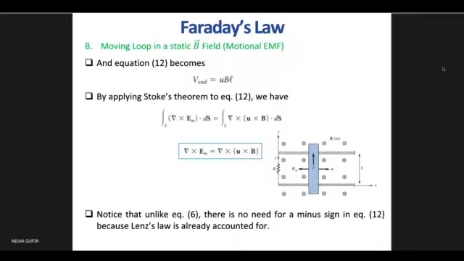So again, applying Stokes' theorem, where the line integral is converted into the surface integral, we get del cross EM dot ds as del cross U cross B dot ds. Now again, equating their integrands, what do we get? We get del cross EM is equal to del cross U cross B. Now here, you must be wondering where the minus sign has gone. So this minus sign is actually embedded in this expression because we have already included it, which is due to Lenz's law, and it is already accounted for.